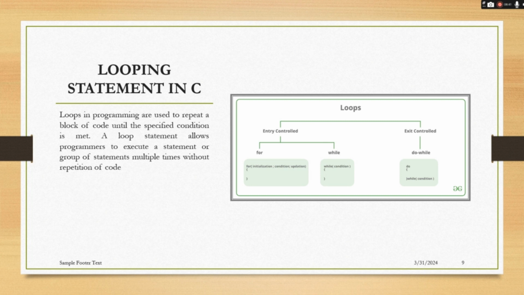So there are two types of loops, entry control loops and exit control loops. In entry control loops, the test condition is checked before entering the main body of the loop. Under the entry control loop, there are for loop and while loop. In an exit control loop, the test condition is evaluated at the end of the loop body, and this loop will execute at least once, irrespective of whether the condition is true or false. For example, the exit control loop is do while.